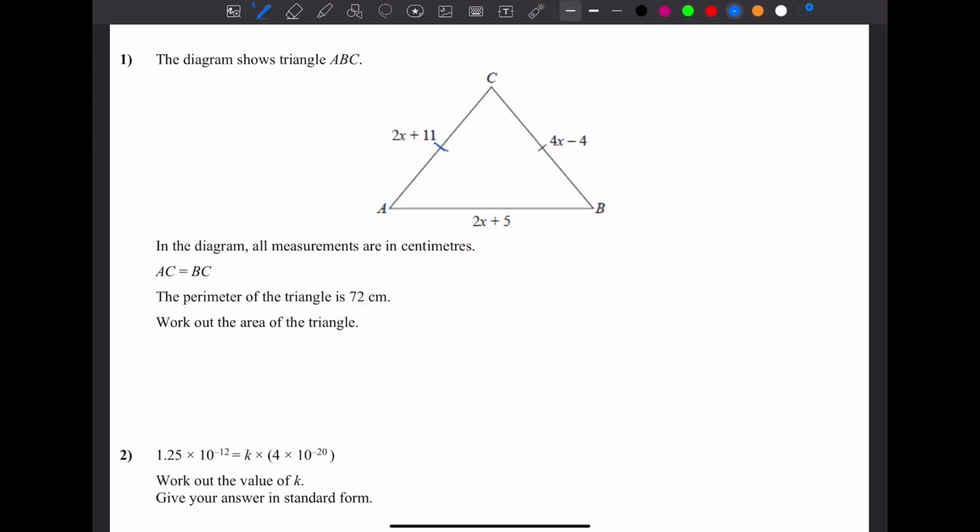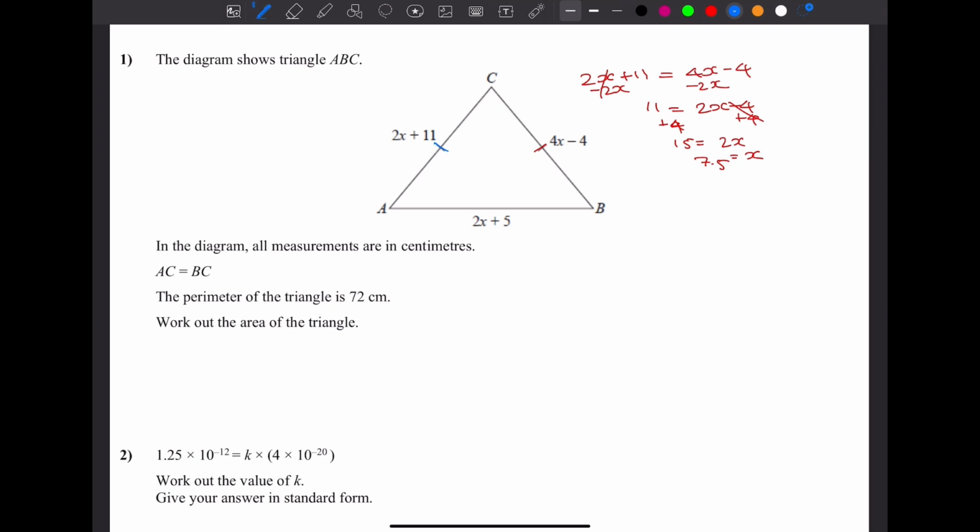Or actually, because they said these are isosceles triangles because of the lines, that automatically means 2x plus 11 is equal to 4x minus 4. Subtract 2x, which is the smallest number of x. So 11 equals 2x minus 4. Cancel the minus 4 by adding 4. That makes 15 equals 2x. X is basically 7.5.